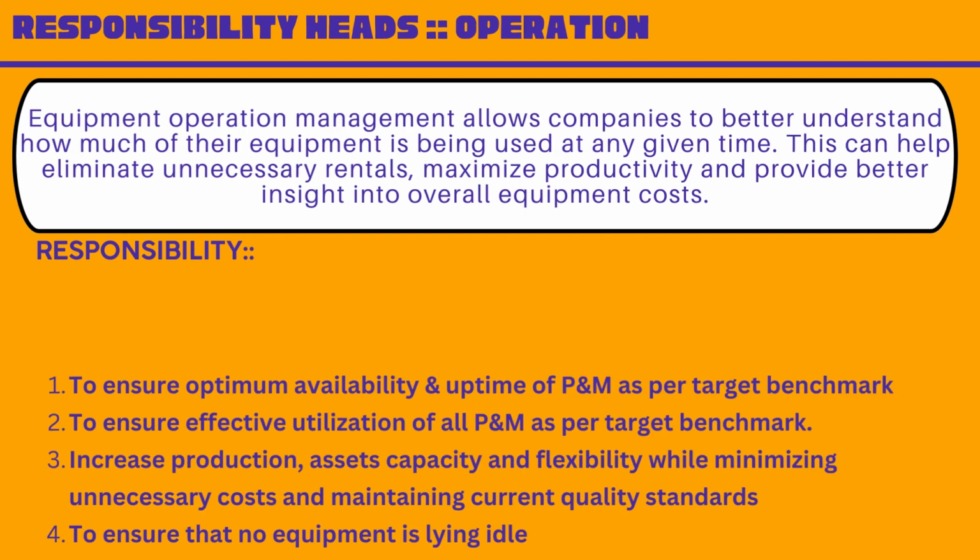7. Operation. Equipment operation management allows companies to better understand how much of their equipment is being used at any given time. This can help eliminate unnecessary rentals, maximize productivity and provide better insight into overall equipment costs. Responsibility: ensure optimum availability and uptime of P&M as per target benchmark. Ensure effective utilization of all P&M as per target benchmark. Increase production, asset capacity and flexibility while minimizing unnecessary costs and maintaining current quality standards. Ensure that no equipment is lying idle.